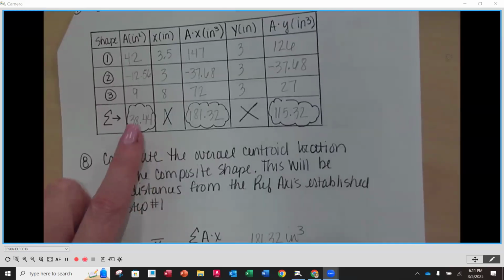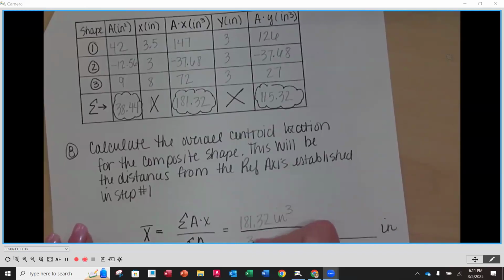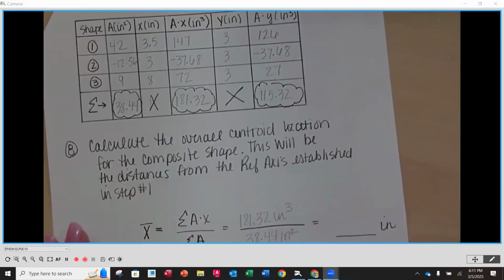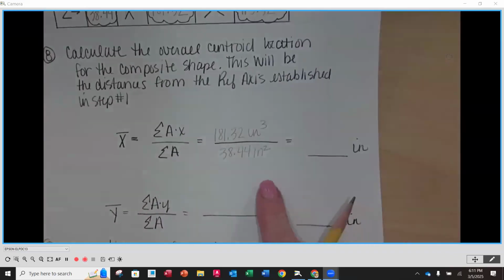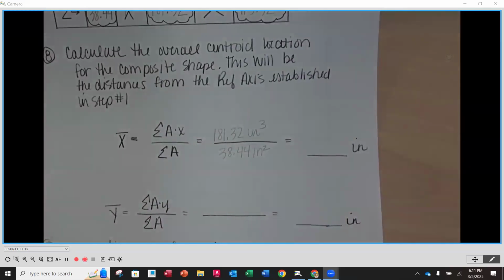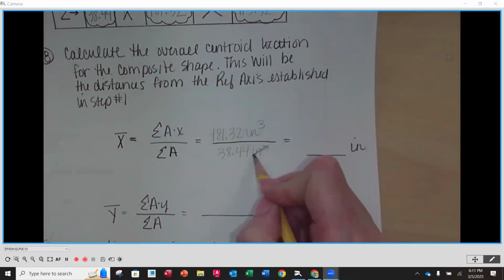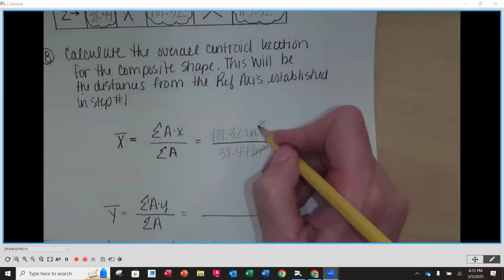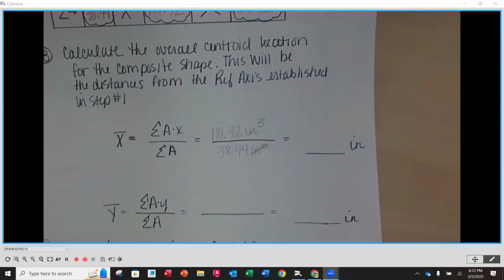So that's going to be that first column, 38.44 inches squared. Okay, inches squared. So now as we look at our units here, this is where we're going to cancel. The inches squared are going to both cancel on the bottom, 2 of the inches cubed on top. So there's still inches left over on top, right?